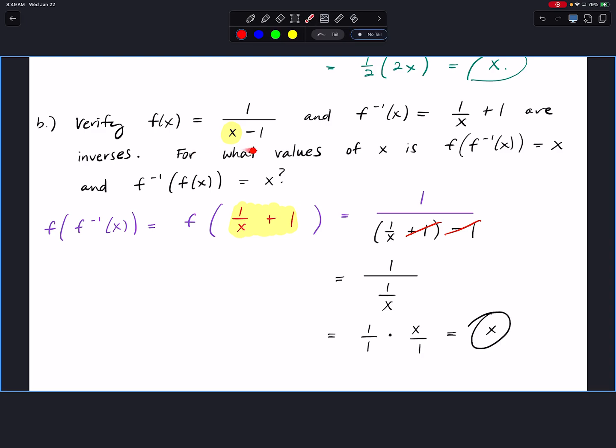For this question, for what values of x is f of f inverse of x equal to x? My question for you guys is, what's the only value? So you guys see how f is on the outside? What is the only value I can't plug into this function? 1. So you would answer this on your homework as x cannot equal 1.